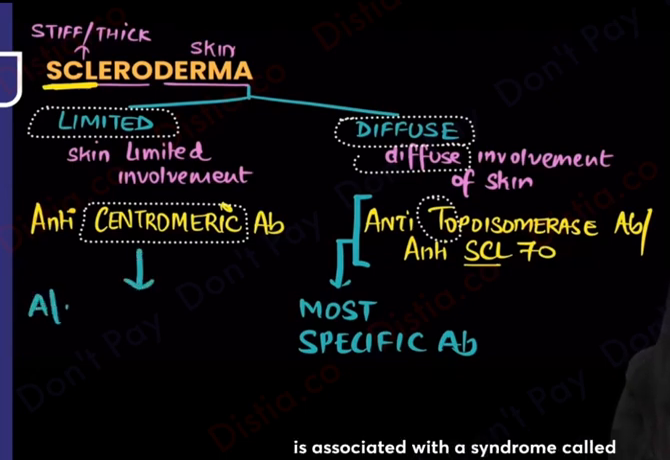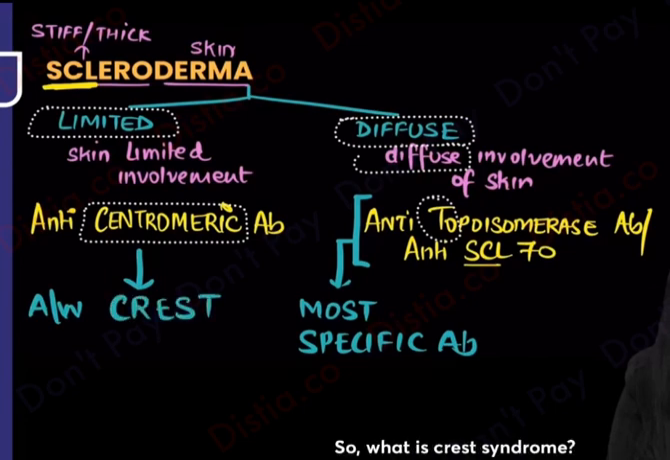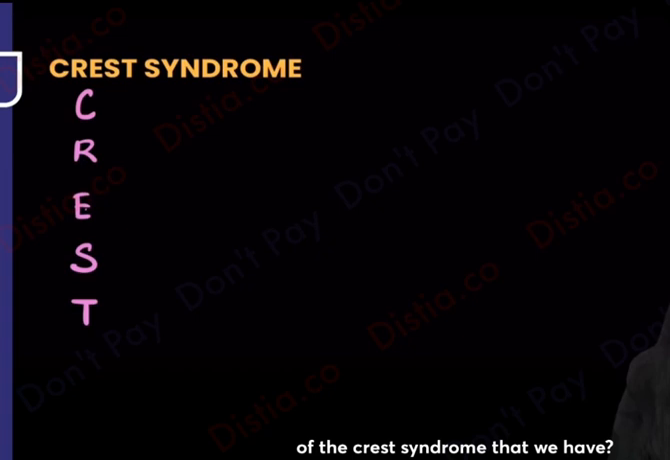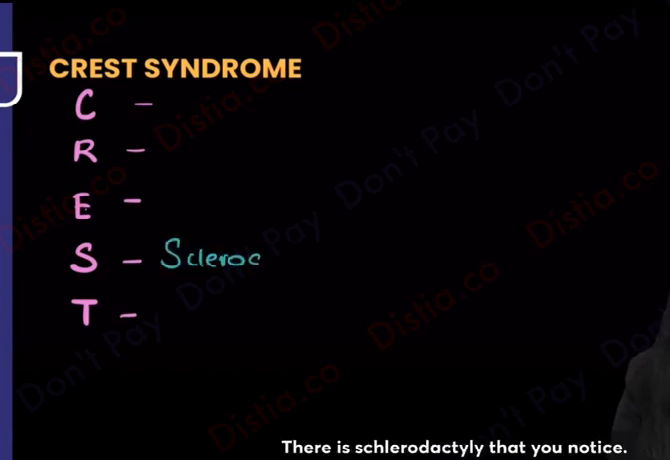Out of these, this limited form is associated with a syndrome called CREST syndrome. So what is CREST syndrome? Let me explain that to you. Can you all help me with what is the full form of the CREST syndrome that we have? So CREST mein pehle to tell me why am I reading it in scleroderma? Because there must be some sclerosis. There is sclerodactyly that you notice.